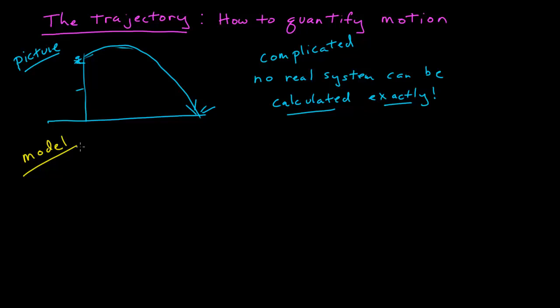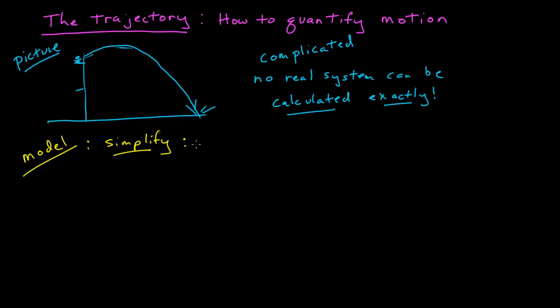So that brings us to the next step of something that's very important for this class, which are models. Because we can't calculate the real system exactly, we have to develop a model that is going to simplify our system in such a way that we can come up with a quantitative description. So our quantitative description is going to be for our model, and we hope that the model represents the physical system to the best of our accuracy.